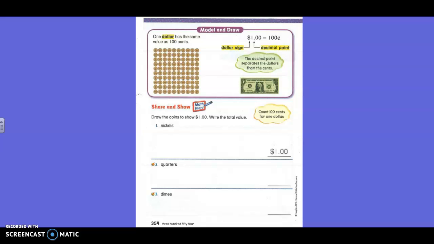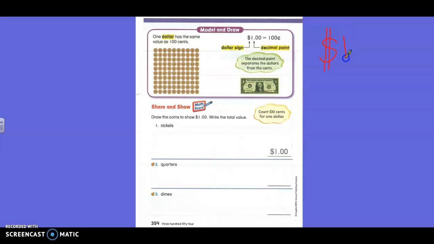All right, boys and girls. $1 has the same value as 100 cents. Those are 100 pennies. Okay. A dollar sign is an S with a line through it. Or I usually put 2 lines through it, is what I was taught. But an S with a line through it. Does that make sense?